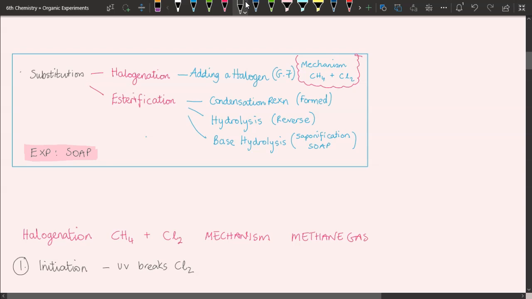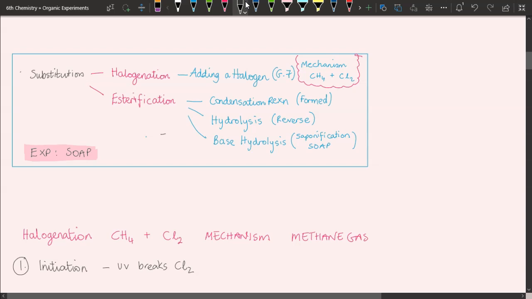In halogenation, that's just the adding of a halogen, which is in group 7: chlorine, bromine, iodine. And you need to know a mechanism. There's only 2 mechanisms you need to know. This is the first mechanism, and you are going to react CH4, which is methane, and chlorine. So that's the first part of substitution. The second part then is esterification, so that's the creation of an ester.